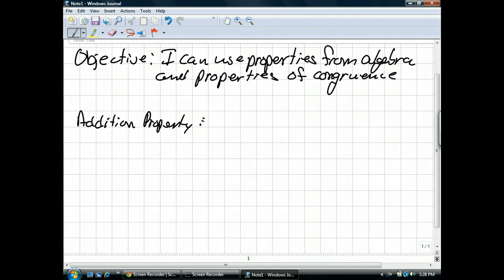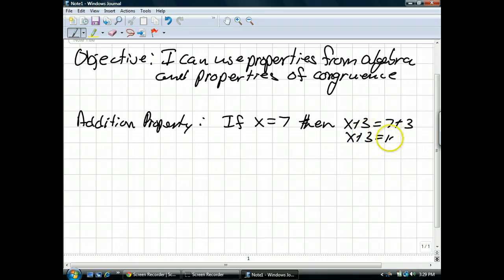Okay, the addition property says that if x equals 7, then you can add the same amount to both sides, and the result is still equal. Then x plus 3 equals 7 plus 3, or x plus 3 equals 10. So if you add the same amount to both sides, then the value is still equal. So if you have a equal b, then a plus c equals b plus c.